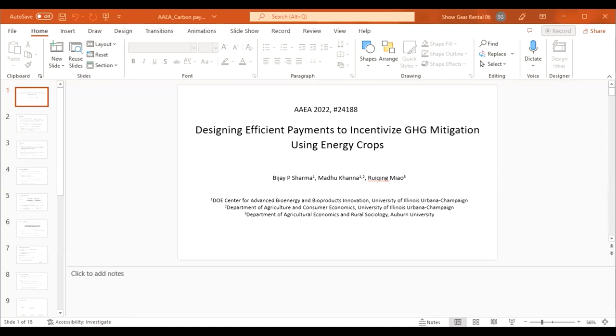And at the end, we also try to decide if the choice of the benchmark in addressing the issue of additionality will impact the cost efficiency of the payment scheme and the amount of optimal carbon abatement or sequestration.